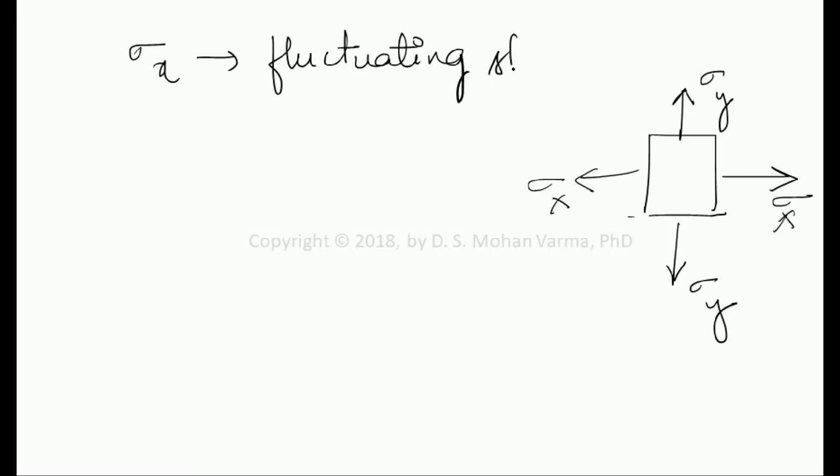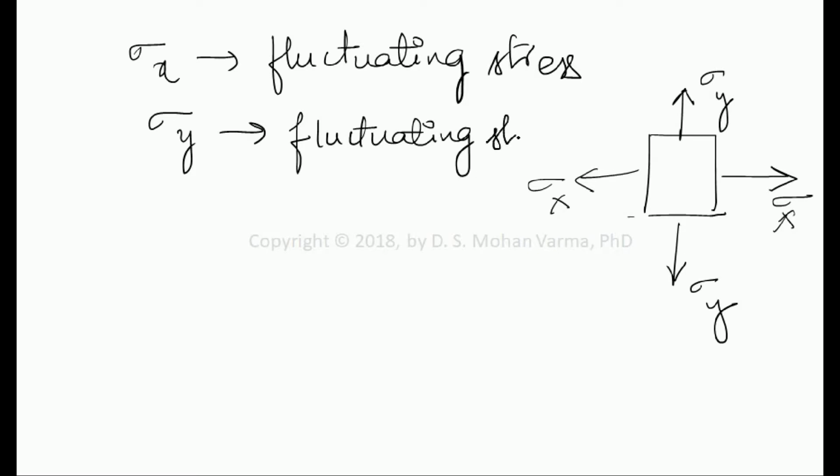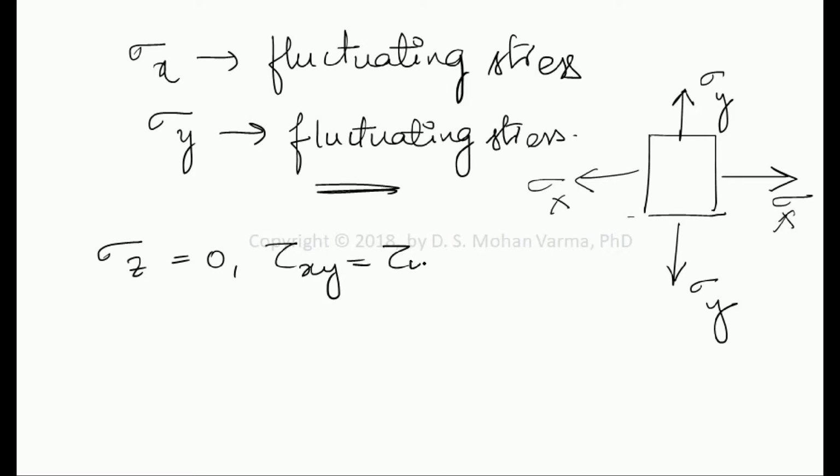So let's say we have two-dimensional stresses. Let's say you have a member with sigma x and sigma y. Sigma x is a fluctuating stress, so it has a mean component and a variable component. Sigma y is also a fluctuating stress. In this case, your sigma z is 0, and tau xy, tau yz, tau zx are all 0.